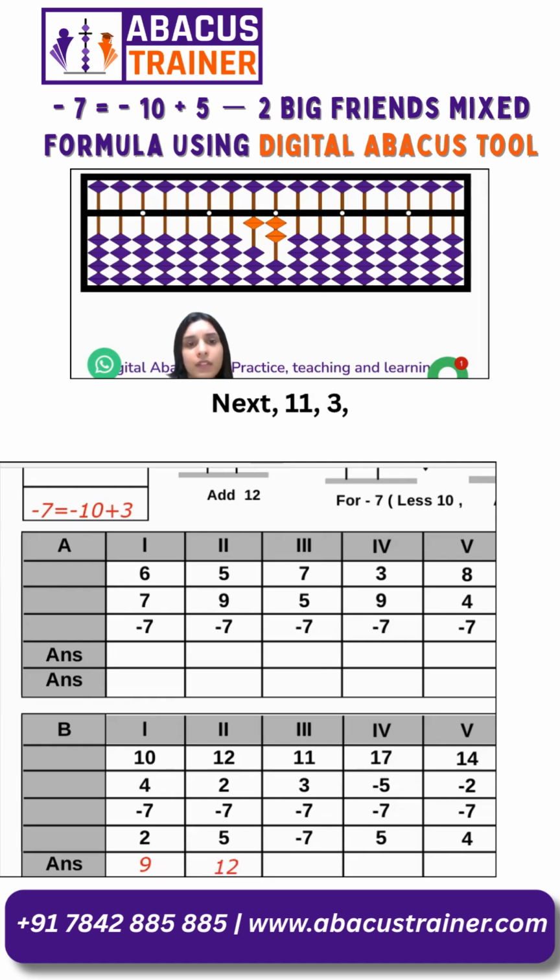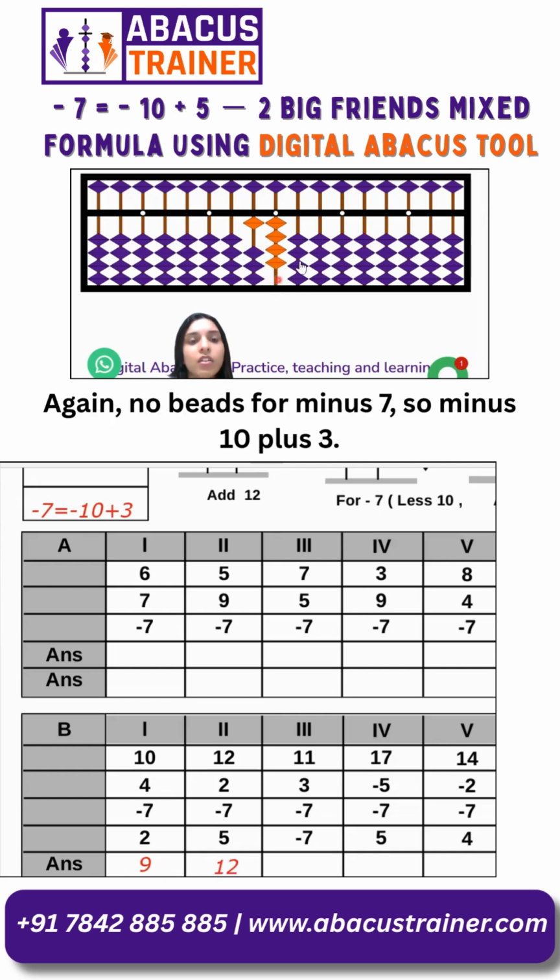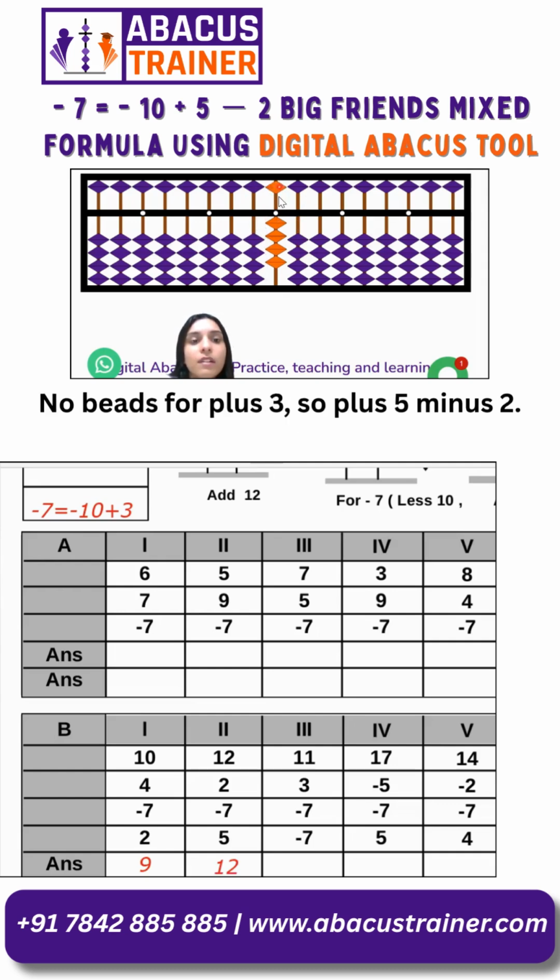Next, 11, 3, -7. Again, no beads for -7, so -10 +3. No beads for +3, so +5 -2. Then again -7, my answer is 0.